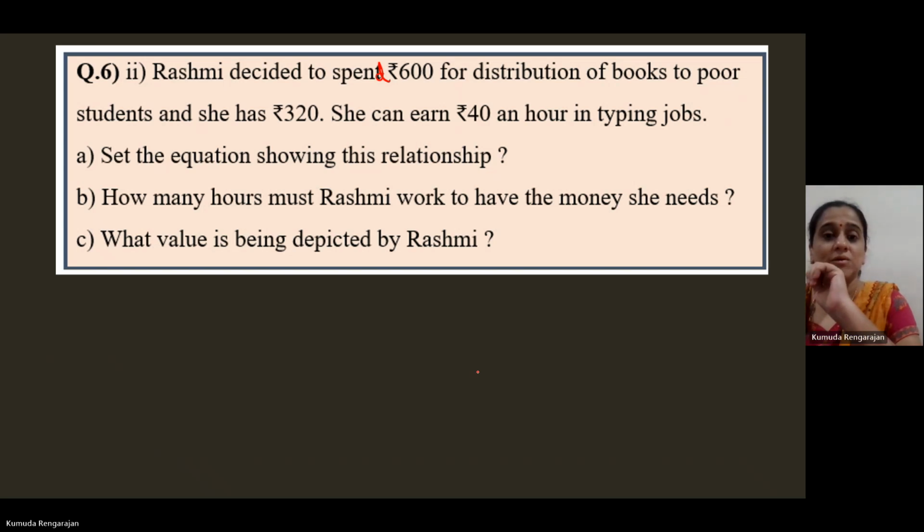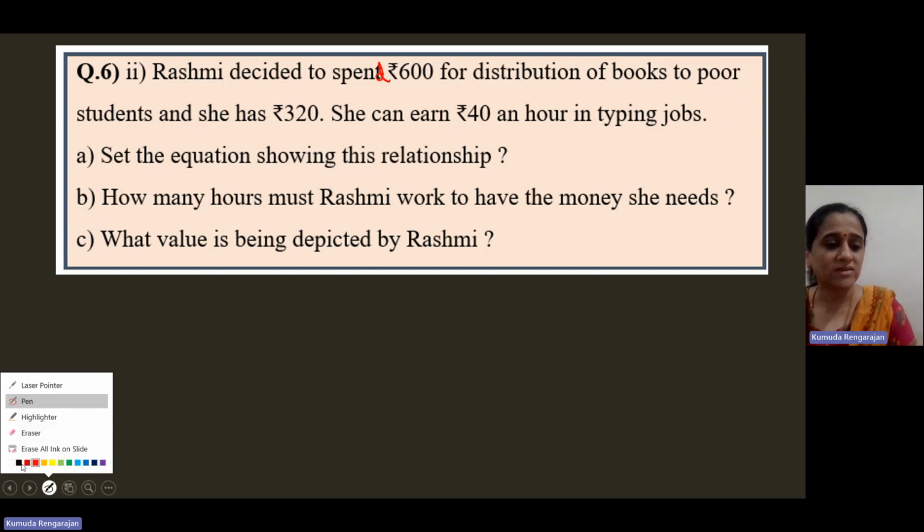Okay. But we're not supposed to answer the question like that. Look at the instructions. Set up the equation showing this relationship. Here we calculated the number of hours she has to work. You're not supposed to do that because that's not the question. The question is not how many hours she has to work to earn that difference in money. The question is set up an equation showing this relationship.